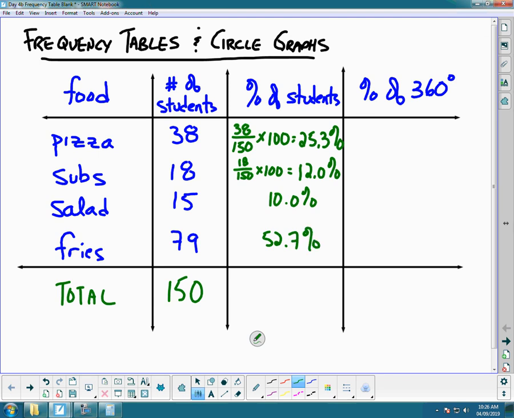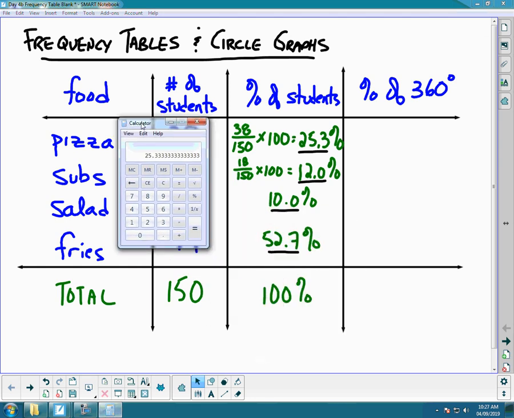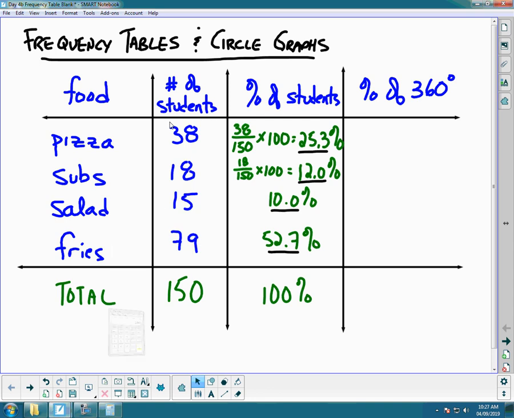Now, a good way to make sure that we've done this is that all of these percentages, the 25.3, the 12.0, the 10, and the 52.7 should add up to 100% because we've considered all of them. So a good little error checker is to just go and make sure that that's true. So I'm going to clear this and say 25.3 plus 12 plus 10 plus 52.7, and we do get the 100. So we seem to have done everything correctly.